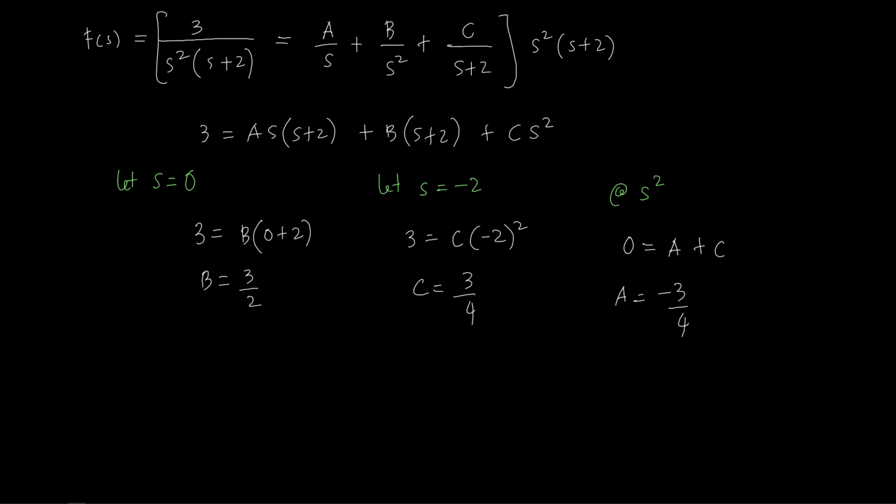Next, we have A. What is A? Negative 3/4. So, negative 3/4 over S, plus B, which is 3 halves over S squared, plus C, which is 3/4 over S plus 2. This is our new F of S.